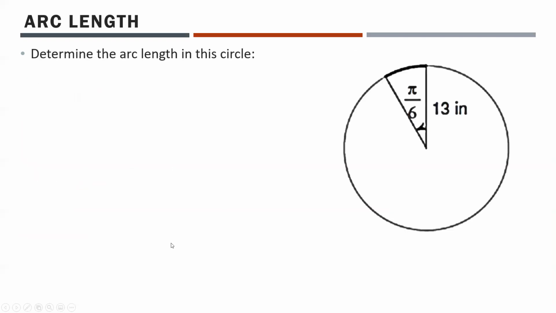Next up, let's actually get a chance looking at arc length itself. So determine the arc length in this circle. Well, hopefully you notice in this circle, we are given an angle of pi over 6. That's clearly not a measure in degrees. That is actually a measure in radians.